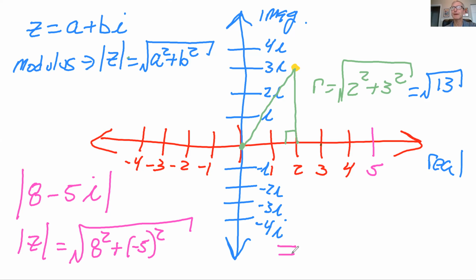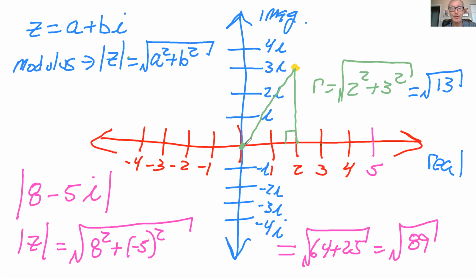So if we keep doing that, let me move this up a little. There we go. So if we keep doing that, you would get 64 plus 25, and we need our square root. And so that would be square root of 89. And again, that is the distance from the origin to that point on our complex graph.